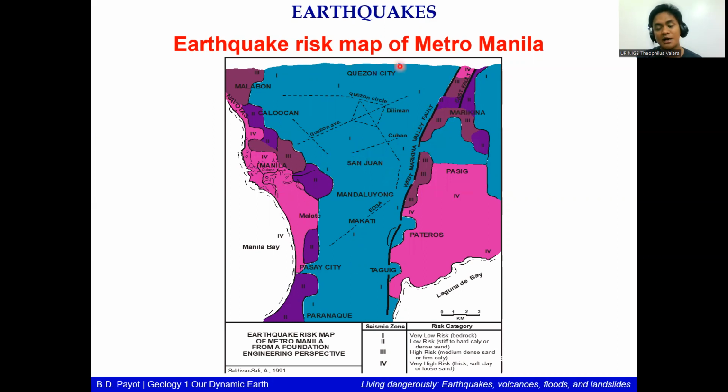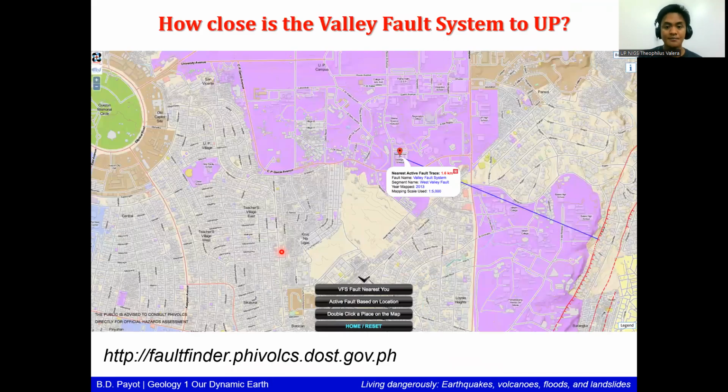And ganun din yung sa Manila area. Relatively, yung Quezon City, Makati, Mandaluyong areas is underlain by relatively solidified adobe. So adobe is pyroclastic rock, consolidated pyroclastic rock, medyo matigas siya na bato. So yeah, kaya relatively low risk or very low risk category itong areas na to.